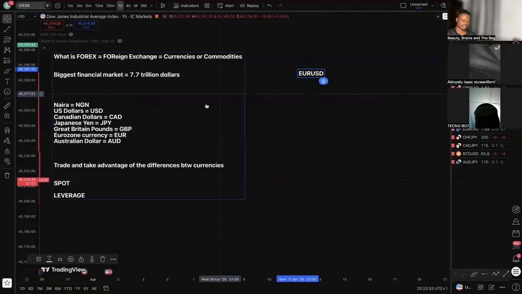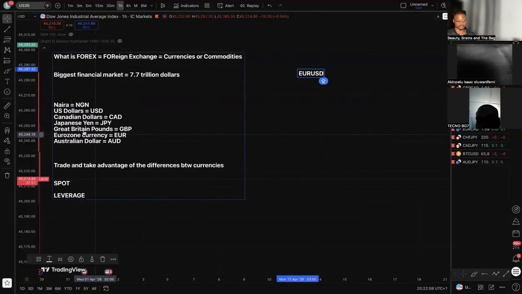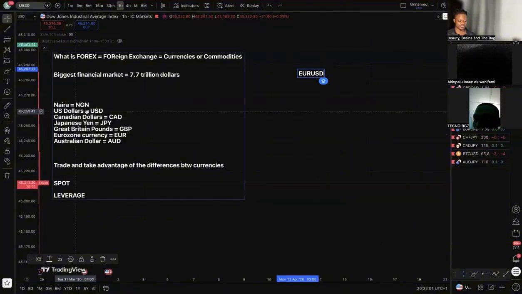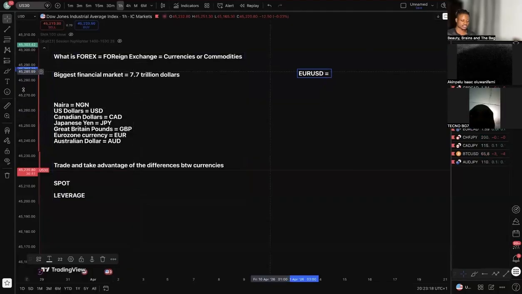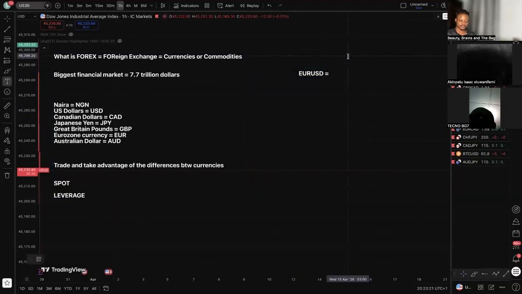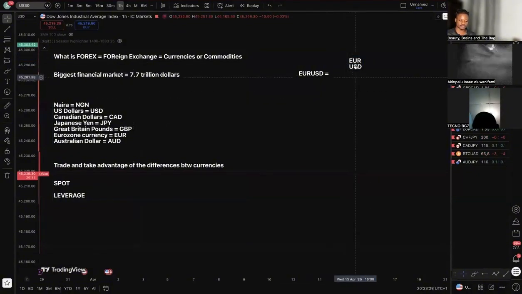If you look at my left-hand side, you can see that Euro is the Eurozone currency, and USD is the United States dollar. So Euro USD basically is the value of the Euro versus the value of the US dollar. So this is how it looks, but in actuality, it is Euro over USD.